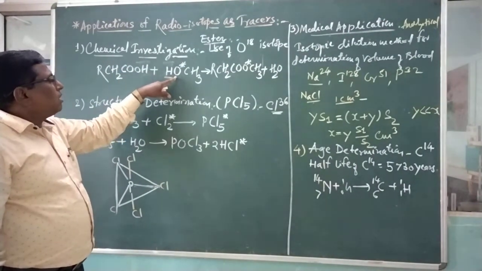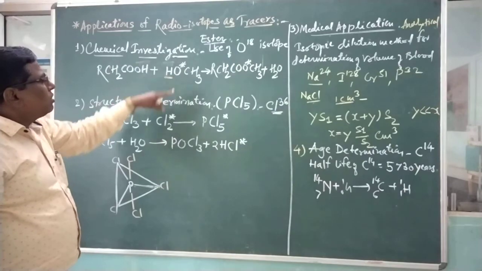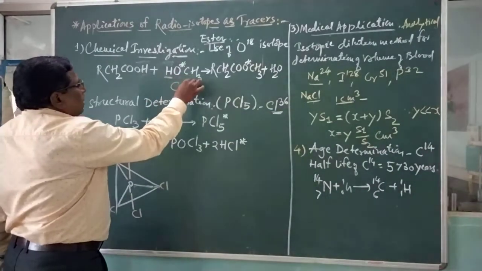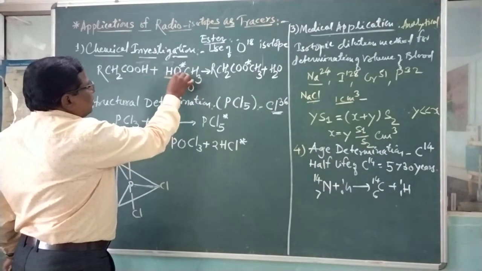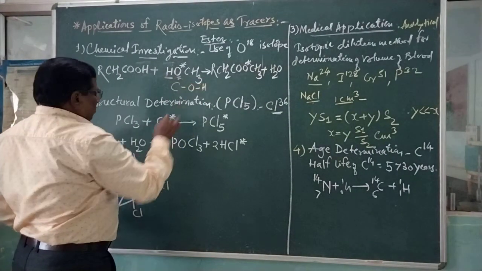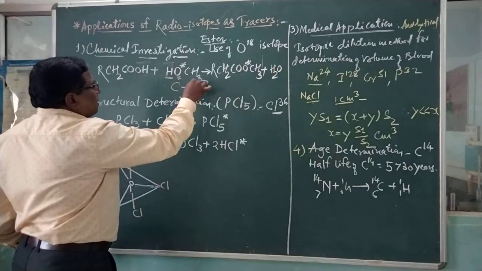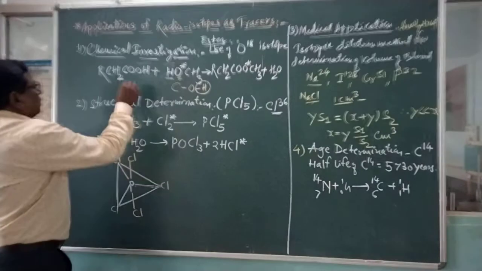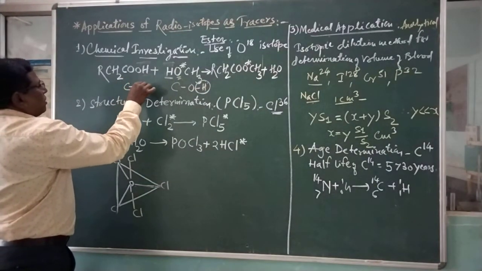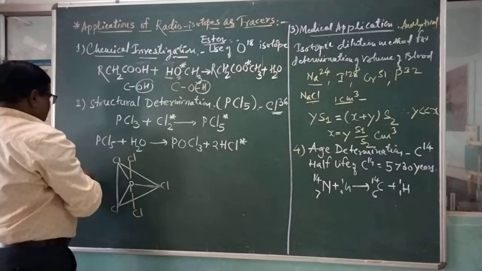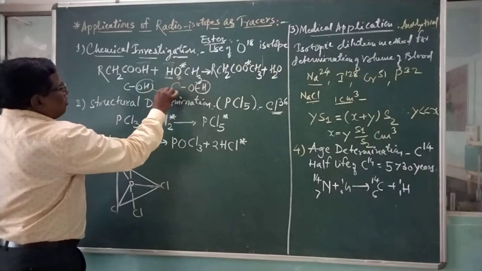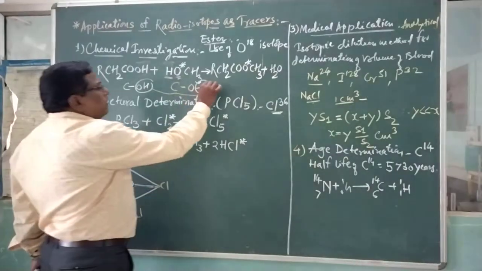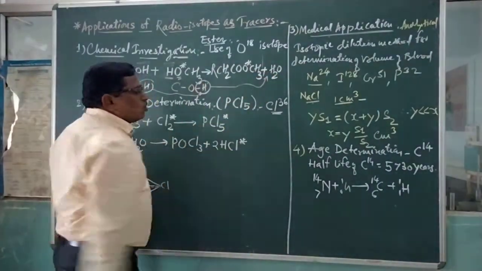So bond breaking takes place. In case of the alcohol, we have carbon, oxygen, and H. The bond breaking occurs between O and H in the alcohol. Here the carbon-OH bond is broken, and the combination of OH from the acid and H from the alcohol forms the H2O molecule.